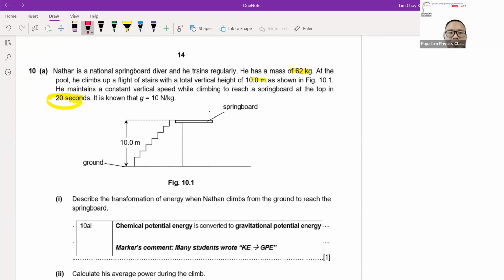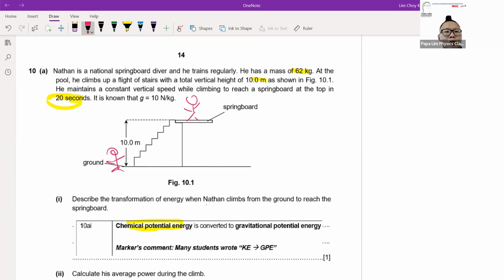So let's see where we are. Transformation of energy. As Nathan climbs from the ground to the springboard, I would say it's quite straightforward. From all my energy, all my muscles, I will convert from chemical potential energy all the way up to the springboard.